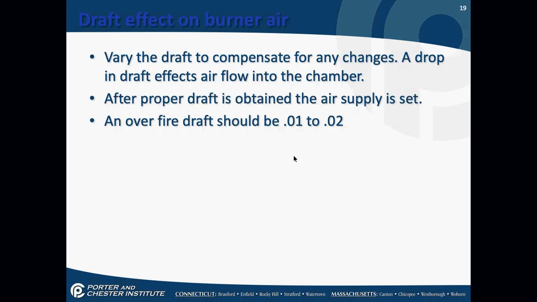The over-the-fire draft, and those should have negative signs in front of them, should be a negative 0.1 to a negative 0.2, and this is all in inches of water column. Over-the-fire draft should be a negative 0.01 to a negative 0.02, and it should be in inches of water column.